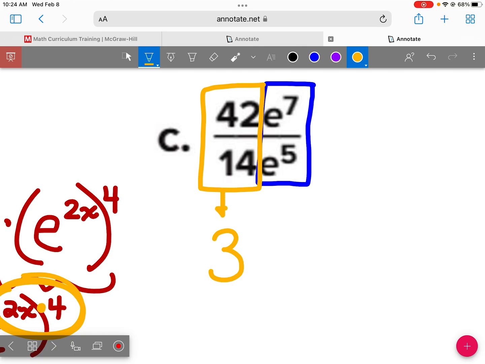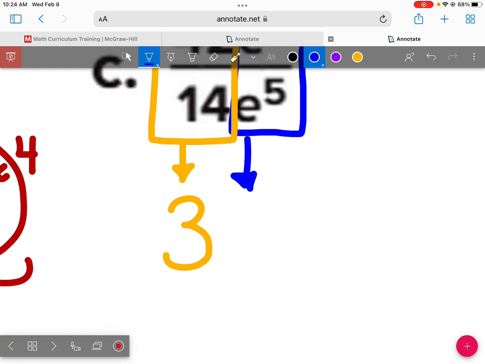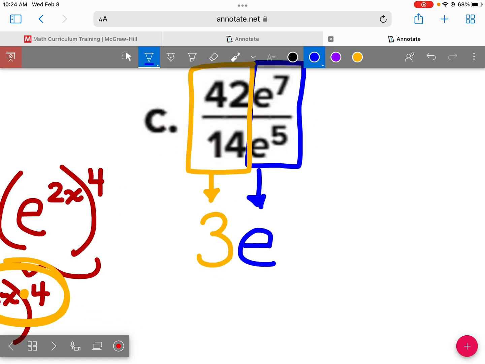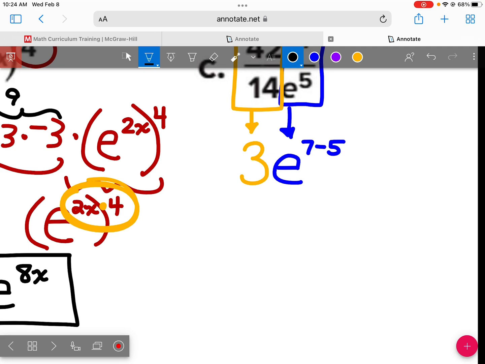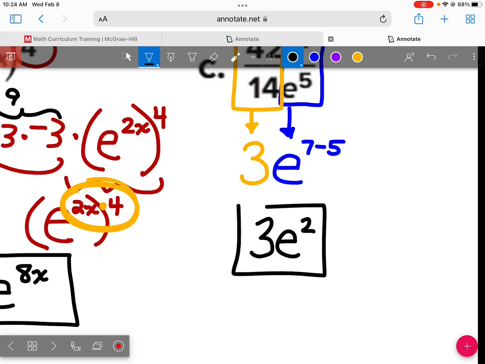All right, so here's what I got from the numbers. What do I do with these e's to the power? Yep, we're going to subtract this. So this is e to the power of what? 2, because we do 7 minus 5. So I get 3e squared.